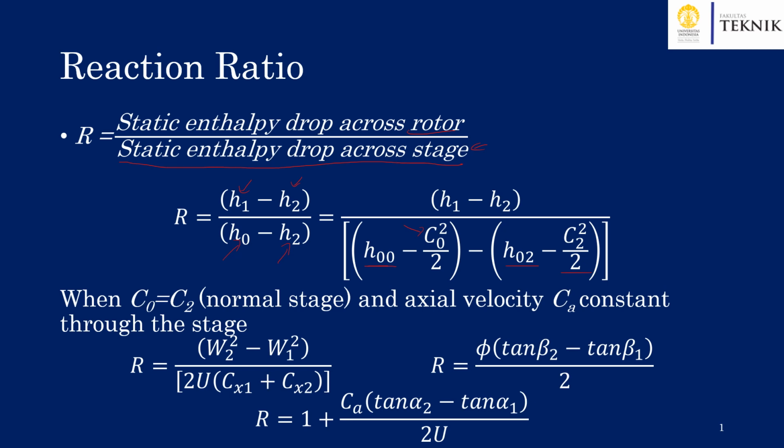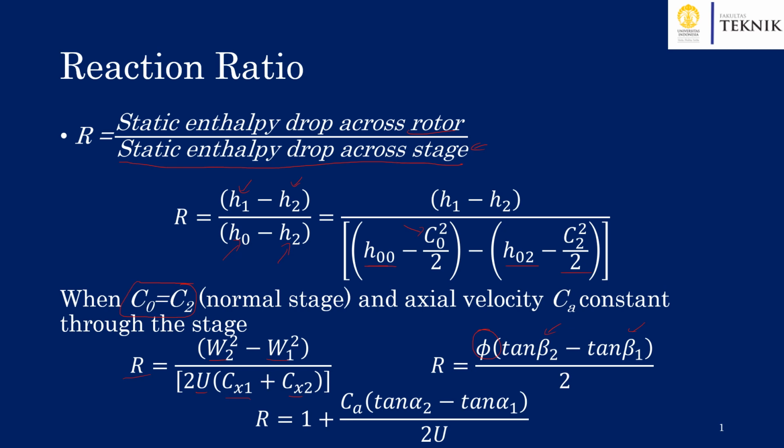For our normal stage conditions, or when the absolute velocity remains constant or identical throughout the stator and rotor, we will have the reaction ratio as a function of relative velocity divided by the blade velocity and the tangential component of the absolute velocity. Or we can also use the functions of the relative flow angle, or beta, and flow coefficients.